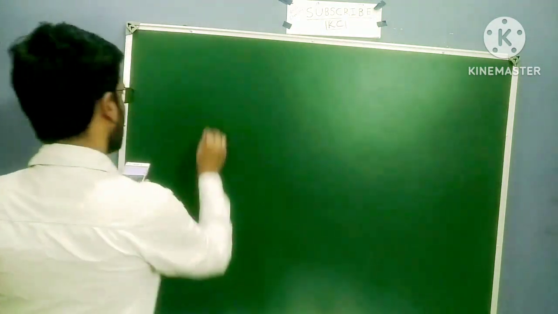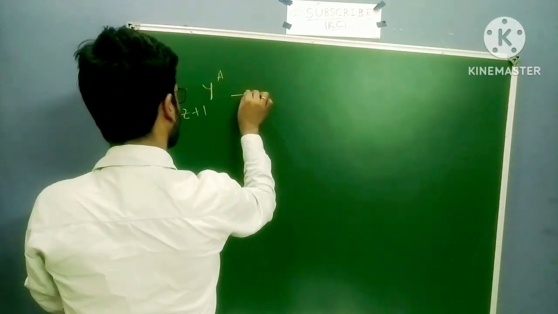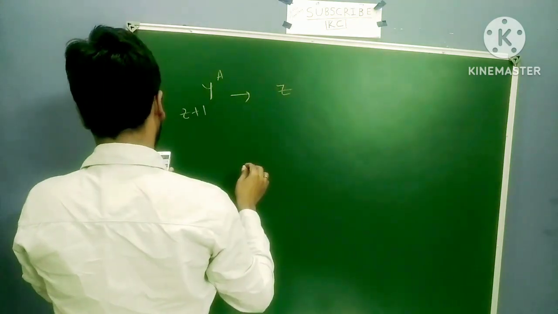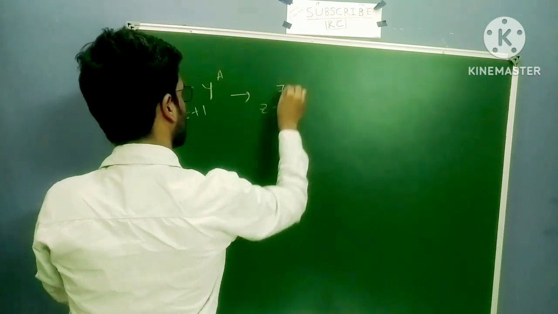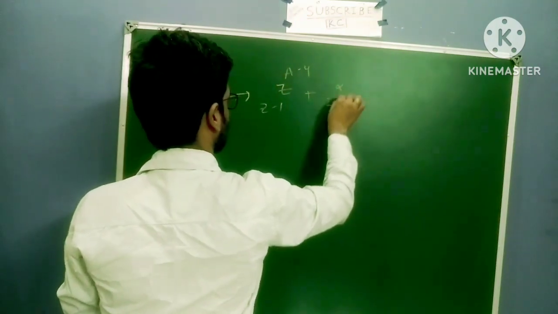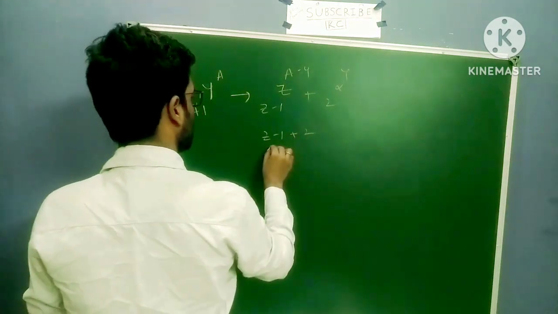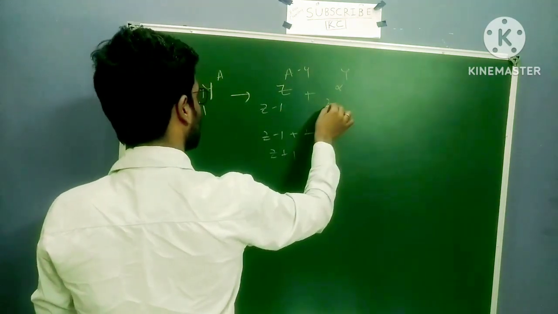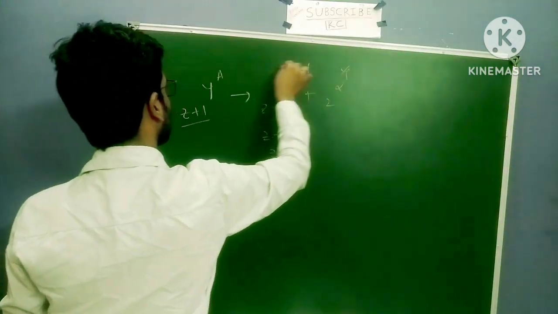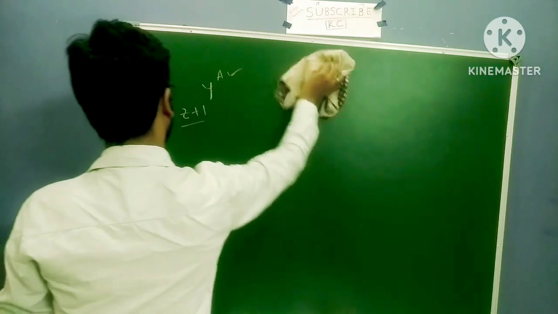Next emission: Y Z plus 1 A gives Z minus 1, A minus 4. What is the emission? Suppose I take an alpha particle here, then Z minus 1 plus 2 is Z plus 1, okay. If I add these two, I get this one. A minus 4 plus 4 cancels, giving A. So an alpha particle is emitted.